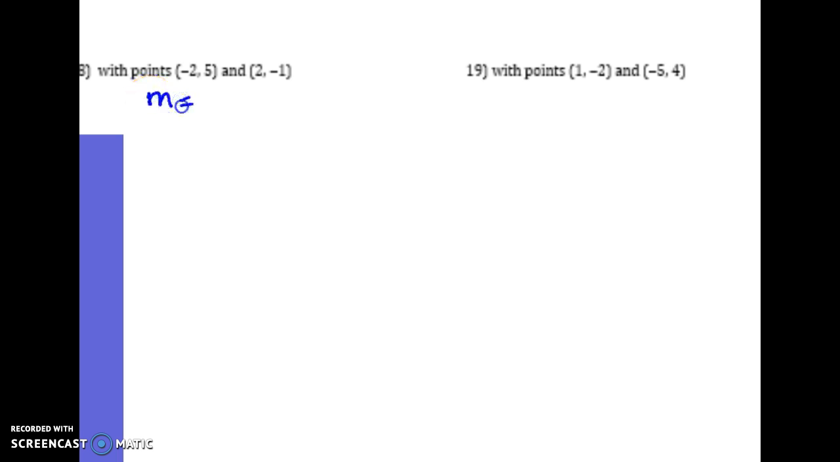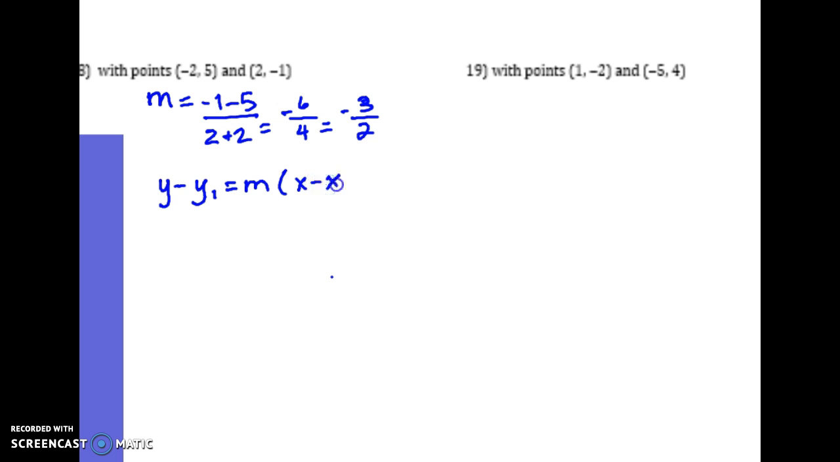So the slope is going to be -1 minus 5 divided by 2 plus 2. So we're going to get -6/4, and that would simplify to be -3/2. So we calculated our slope. Now we can use our slope with our point slope form: y minus y sub 1 is equal to m times x minus x sub 1.